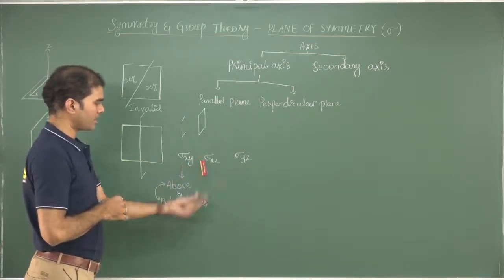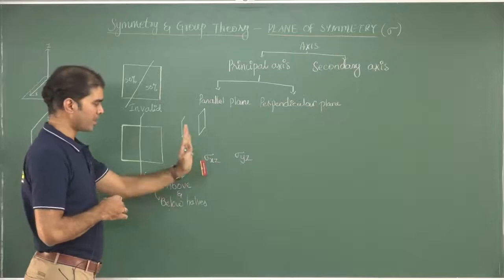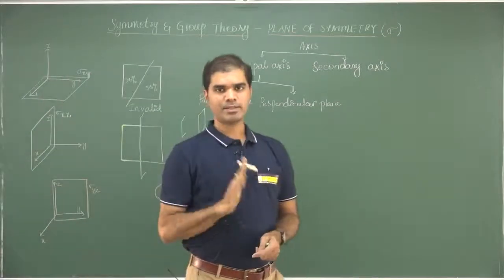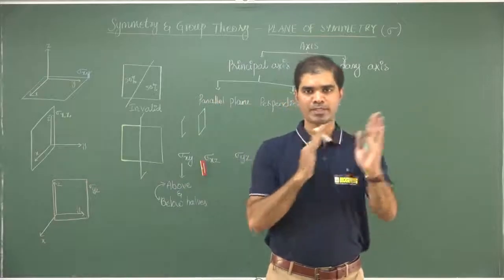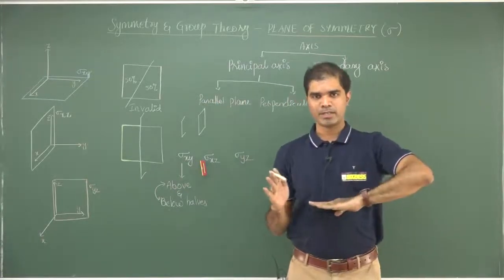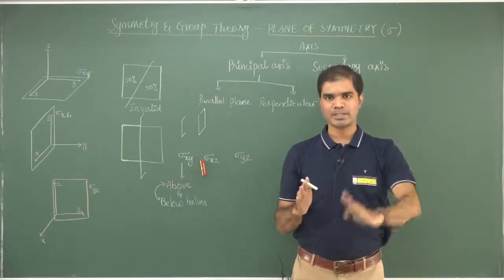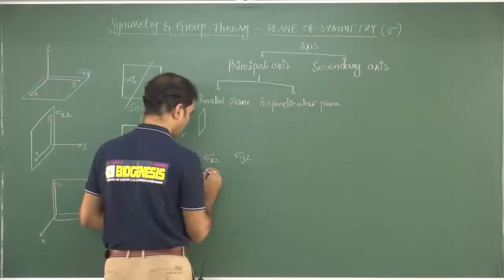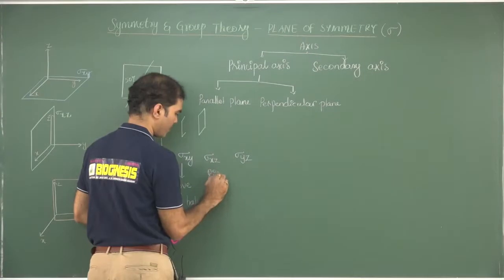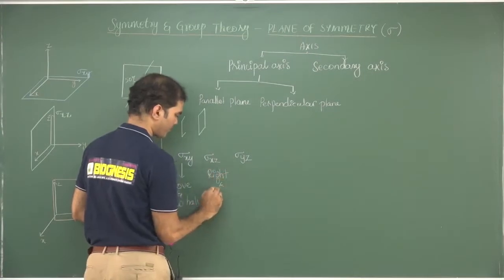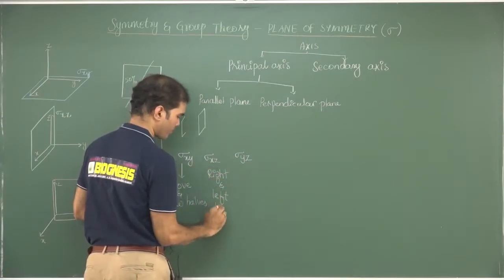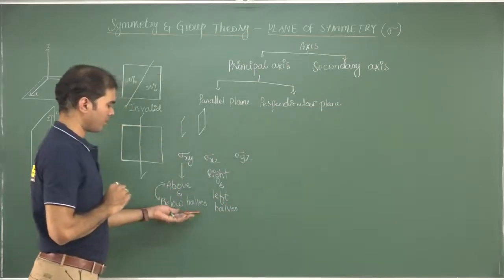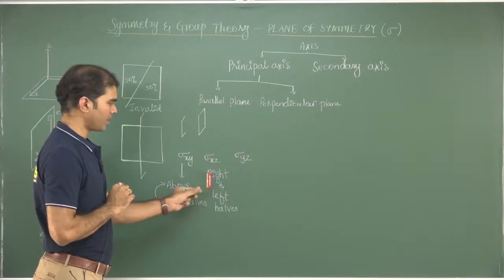Now this is xz. Once I pass an xz plane, which halves will exchange? The right and the left halves will exchange. XY plane, above and below will exchange. This is xz, right and left. There will be an exchange between the right half and the left half. Here above and below, here right and left.